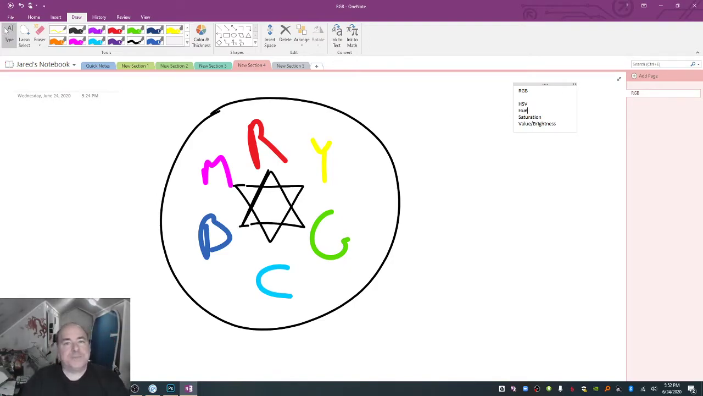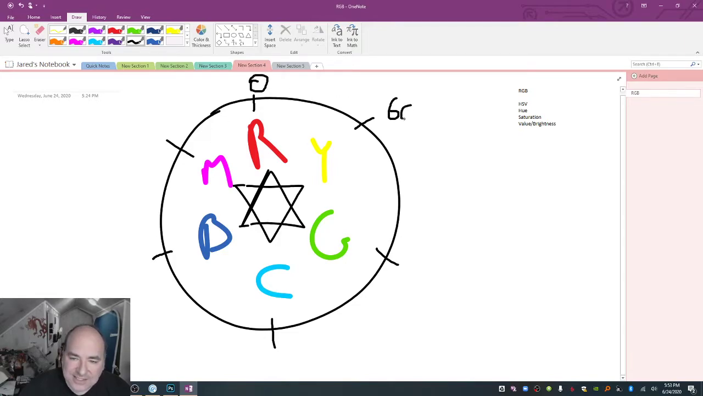Let's talk about hue. This is a circle. How many degrees in a circle? 360 degrees in a circle. So if I were to come over here and subdivide, that's 6. That means this would be 0, 60, 120, 180, 240, 300, and going back to 360.